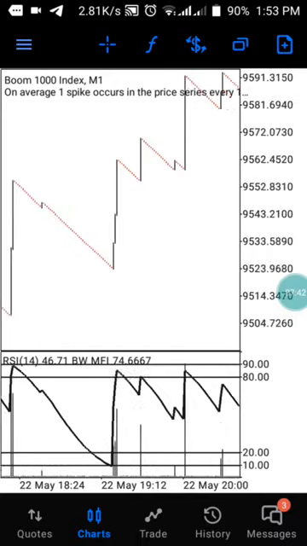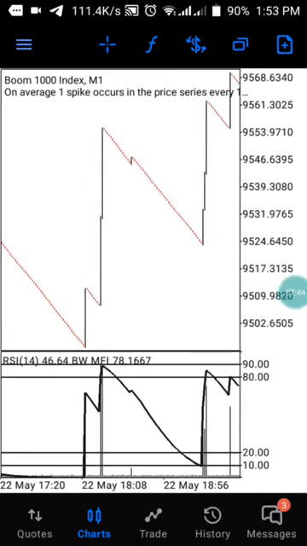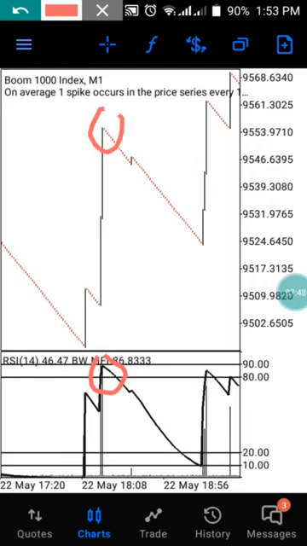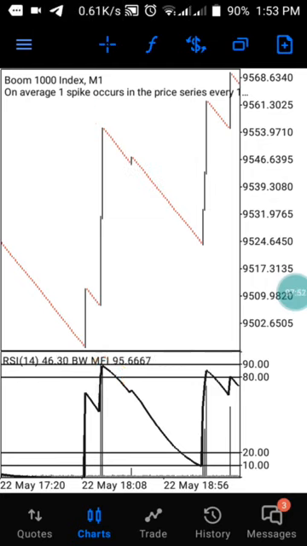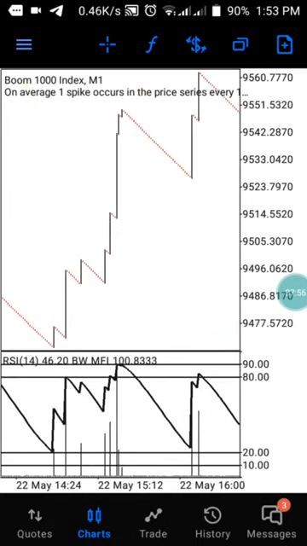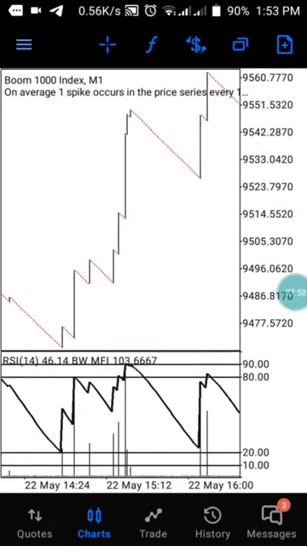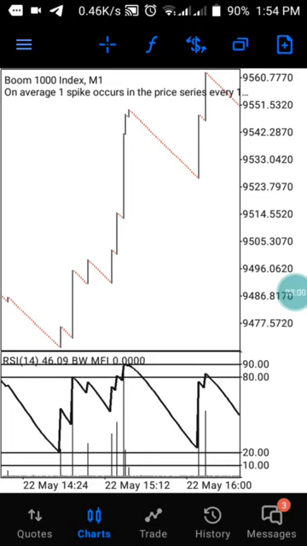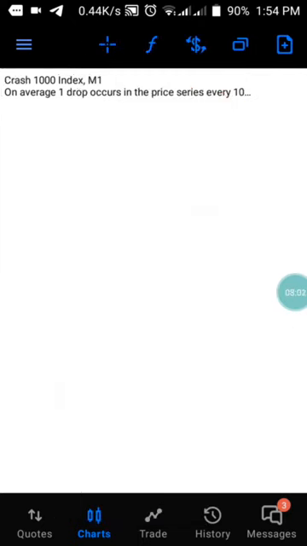You see, another one is confirmed at this area also. You see that you keep on taking down your candlesticks. This is even more than 20 candlesticks. So this is the best strategy for you guys to use. You can see how that really works. So let me show you how it also works on Crash 1000.